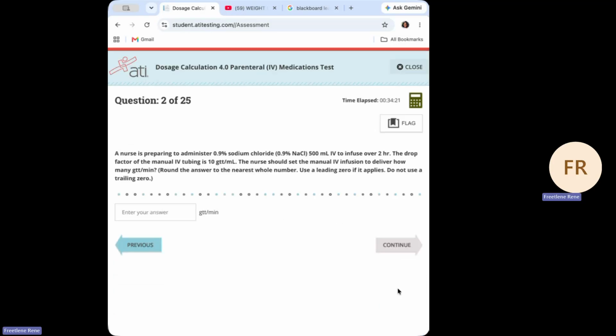All right, next question. A nurse is preparing to administer 0.9% sodium chloride, 500 ml IV to infuse over 2 hours. The drop factor of the manual IV tubing is 10 GTT per ml. The nurse should set the manual IV infusion to deliver how many GTT per minute? And you're going to be rounding to the whole number. Take a second, look over it, and then we'll do it together.